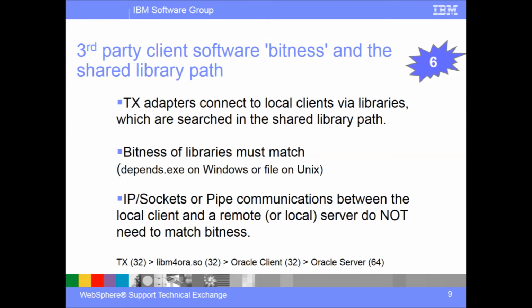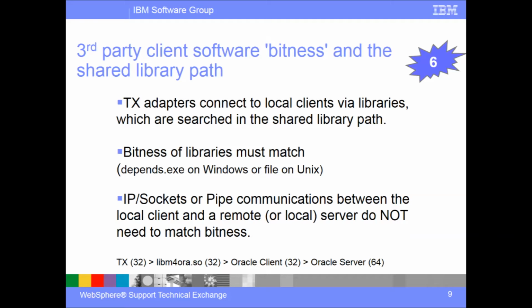This is kind of linked to point 4, but I believe I can pinpoint further potential tripping points with both client library bitness and location-related environment variables. TX adapters connect to local clients via libraries, which are located by the parent process using the entries in the shared library path in the order that they are specified.